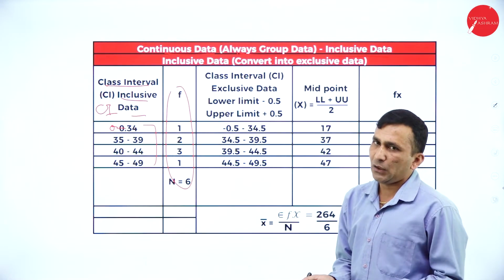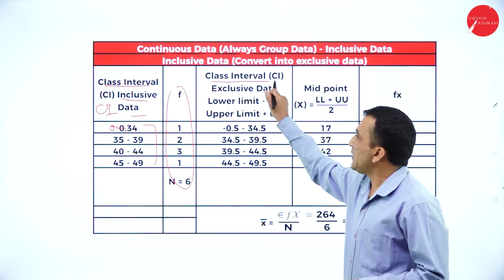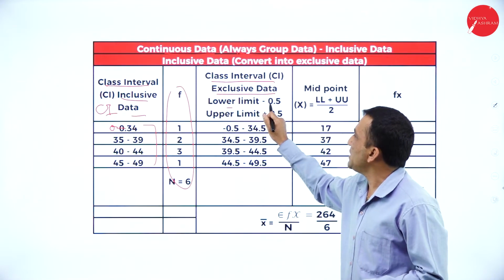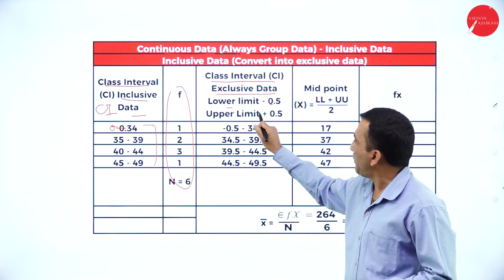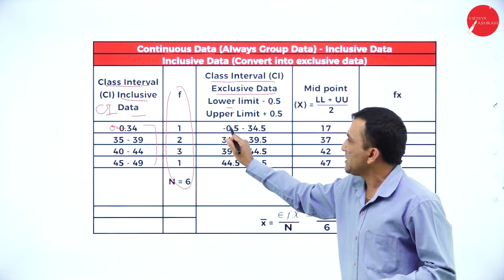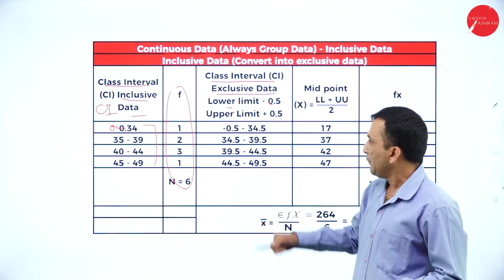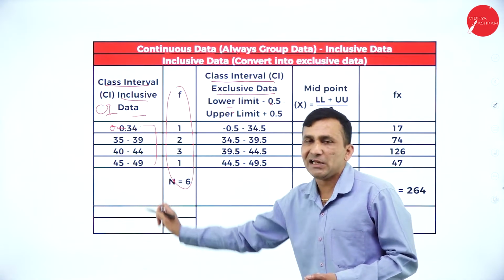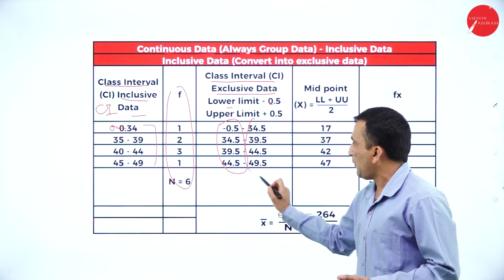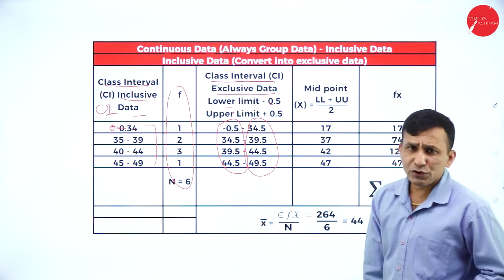Now how can we convert to exclusive? Very simple formula. The class interval is already given. Lower limit minus 0.5, upper limit plus 0.5. See, if you subtract, you get 0 minus 0.5. If you add 0.5 to the upper limit, we get 34.5. The same thing we can do for all the classes. Subtract 0.5 from the lower limit, add 0.5 to the upper limit, then we can easily convert to exclusive data.